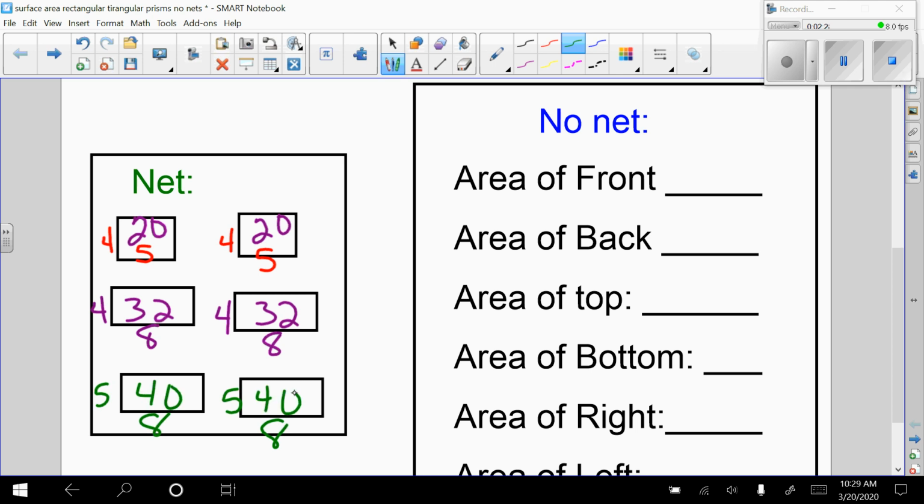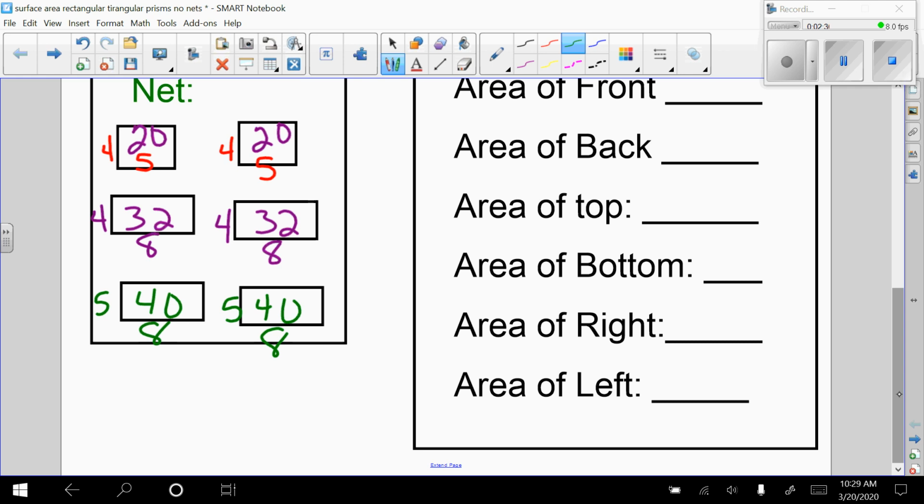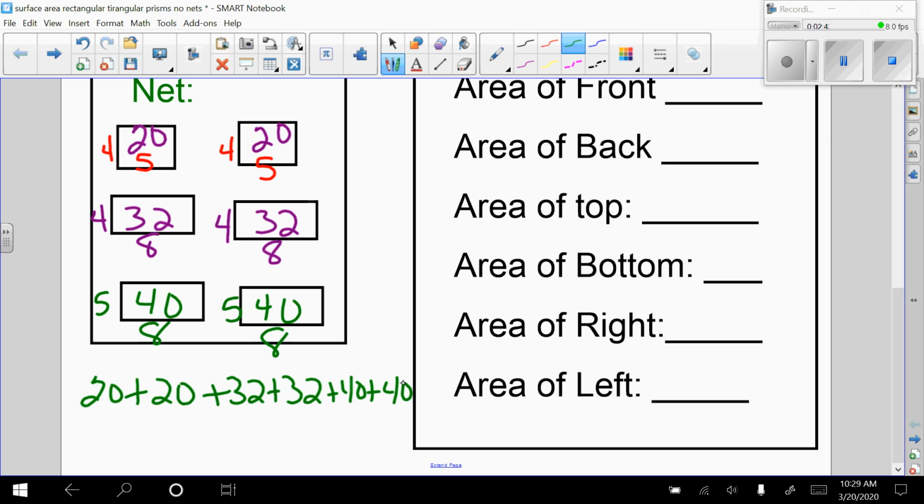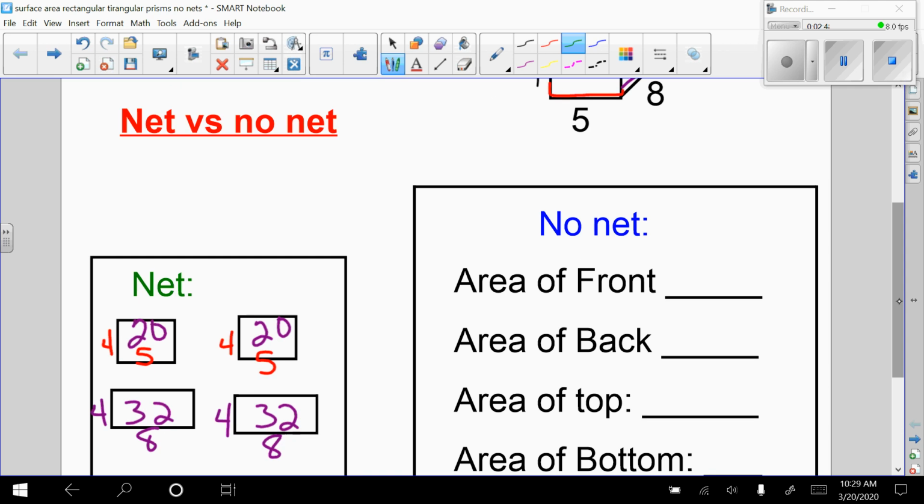Now remember, if we wanted to find the surface area, we would add those all together. So we would have 20 plus 20 plus 32 plus 32 plus 40 plus 40. If we add all of them up, we find that it's 184 units squared. Since it didn't tell me the measurement, we just put units squared.